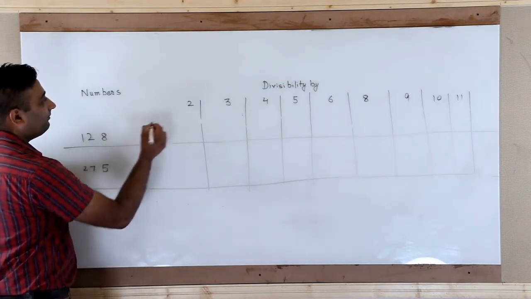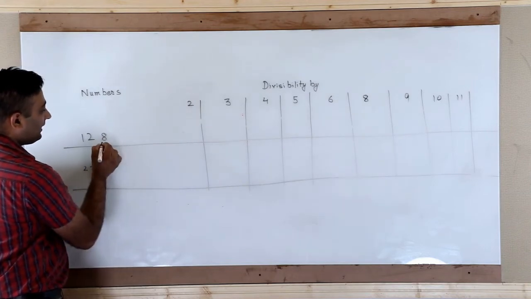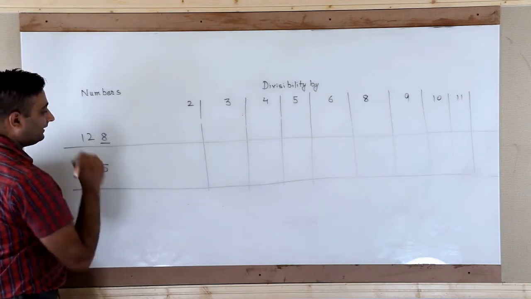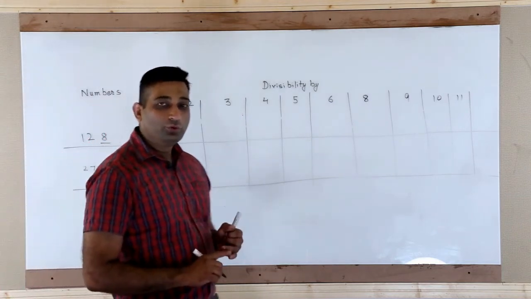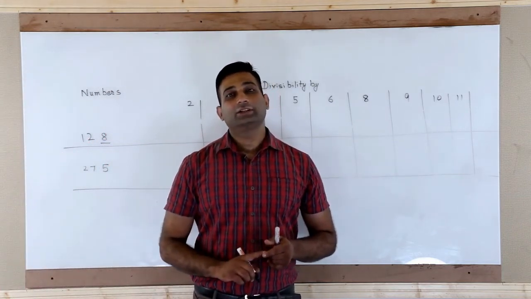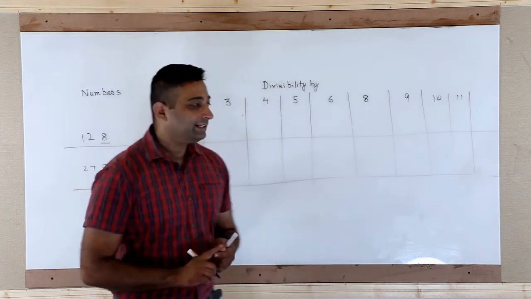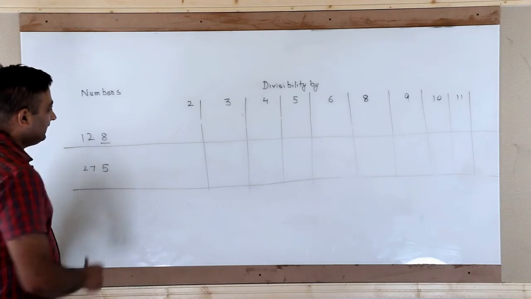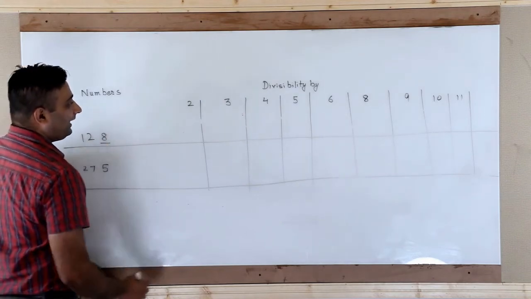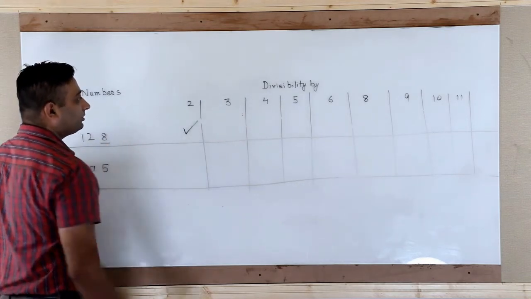To check the number's divisibility by 2, we just have to check the number at the units place. If the number is 0, 2, 4, 6 or 8, then it is divisible by 2, otherwise it is not divisible by 2. In this case, the number is 8, hence it is divisible by 2.